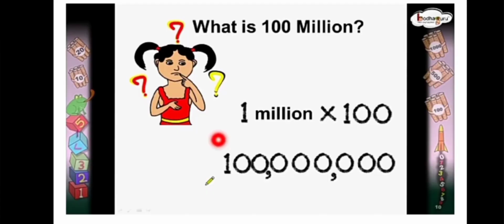We have another method to get 100 million. When we multiply 1 million by 100, we get 100 million. Here there are 9 digits: 1, 2, 3, 4, 5, 6, 7, 8, 9. So here 1 is followed by 8 zeros.